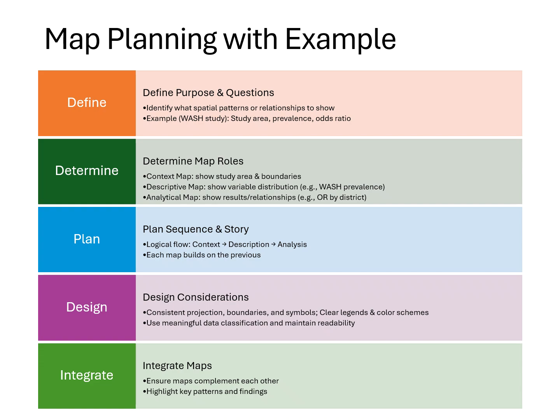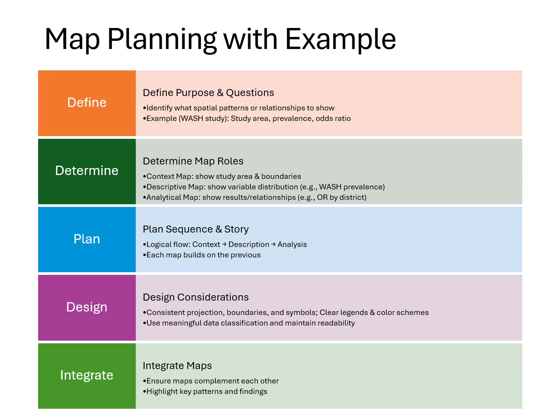The second thing is you need to determine map roles. There are three different roles we are thinking of in this set of maps: a context map, a descriptive map, and an analytical map. These are the three maps I'm proposing for this example, and then you need to plan.